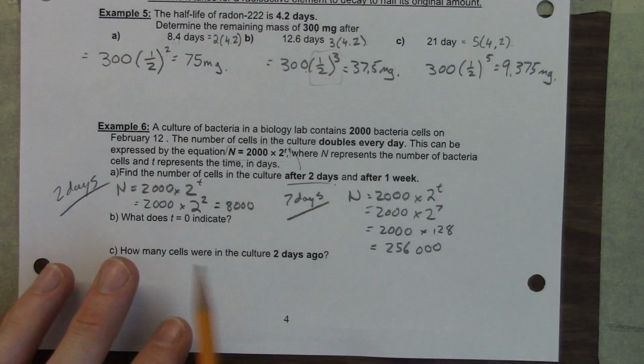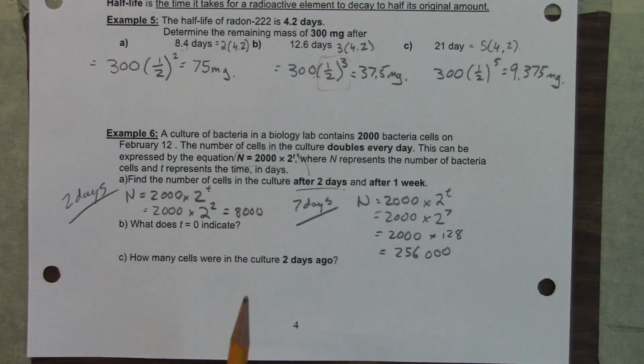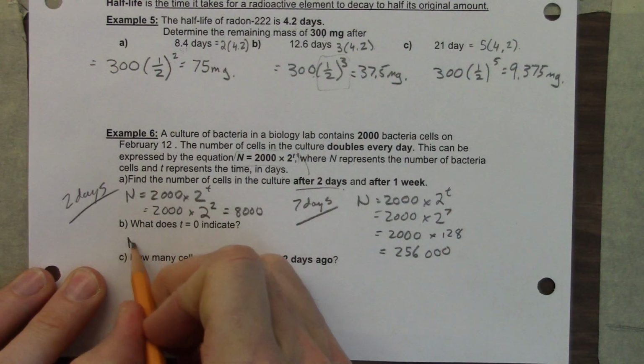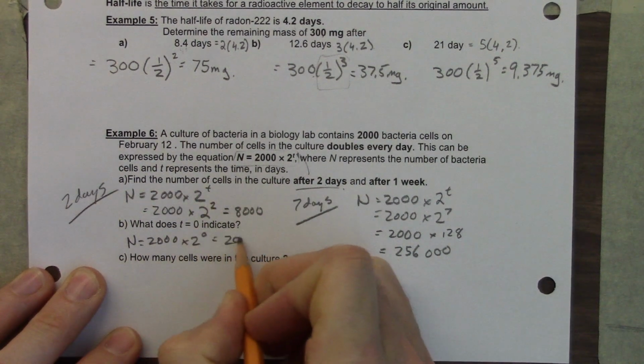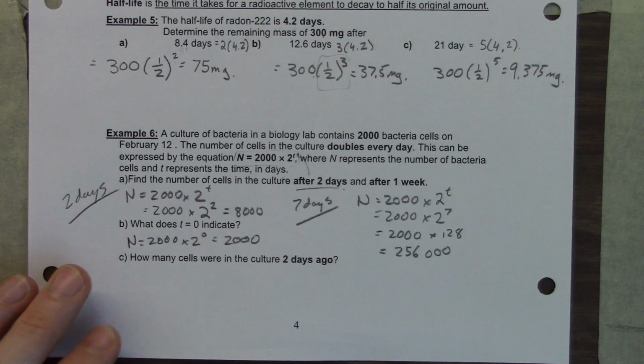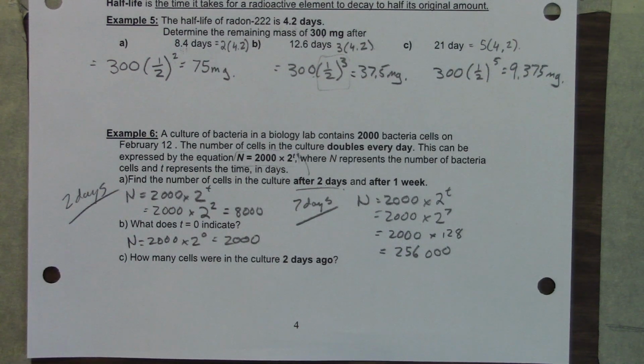All right? What does T equals 0 indicate? Yeah, you're right. You would get 1 for the time. So if we substituted that in, we would get 2,000, right? But what does it indicate? Basically when time is 0, right? It's right at the beginning of the experiment. Okay? Time is 0. 0 days, that's what it means.